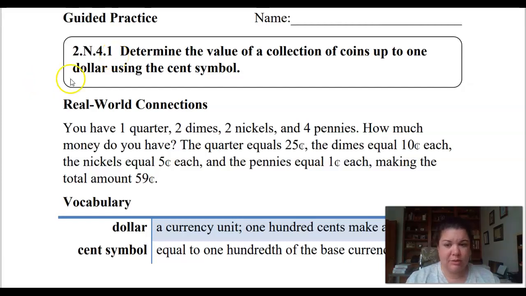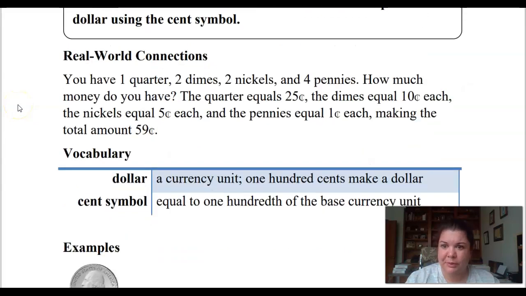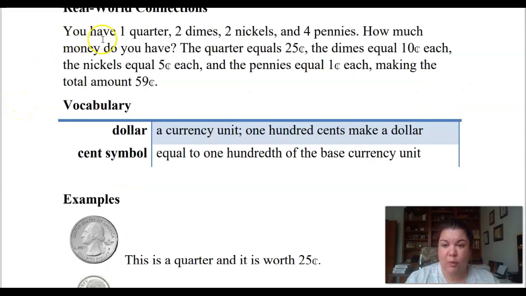We are working on 2.N.4.1, and that tells us we're going to determine the value of a collection of coins up to $1 using the cent symbol. So when do you use this? We use money a lot in the real world. So let's say you have 1 quarter, 2 dimes, 2 nickels, and 4 pennies. How much money do you have?